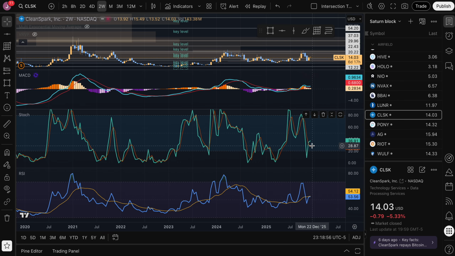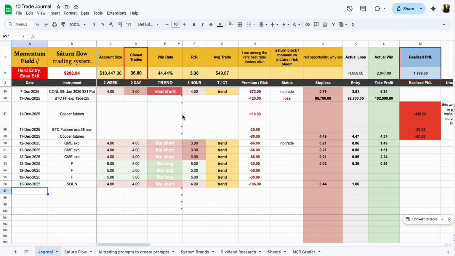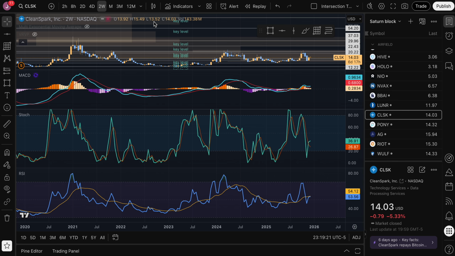We're going to give an individual grade for each indicator on 3 different time frames. Then we'll journal it here, finding the trend from the 2 higher time frames and the trend of the trading time frame, the 8-hour, and then put in the data here to see if it's a potential trade opportunity.